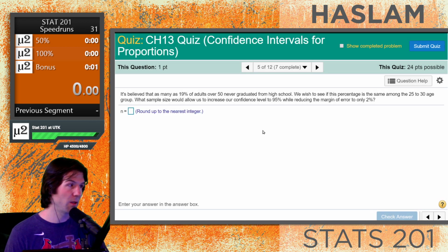It is believed that as many as 19% of adults over 50 never graduate from high school. We wish to see if this percentage is the same among the 20 to 30-year-old age group. What sample size would allow us to increase our confidence to 95% while reducing the margin of error?